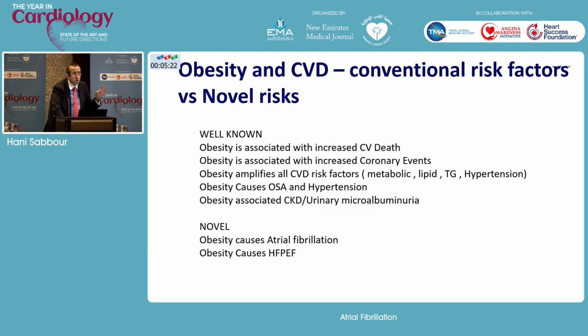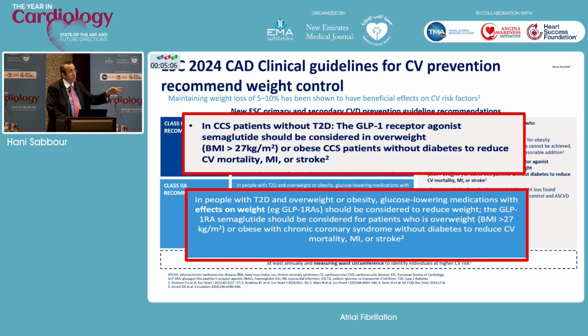So this is what's now known. This is the science. It's well known that obesity increases cardiovascular death, coronary events, all risk factors, causes hypertension and obstructive sleep apnea and microalbuminuria, novel obesity causing AFib, and obesity causing HFpEF. In the 2024 CAD guidelines, it's very clear that you should be using a GLP-1 receptor agonist to reduce the risk of cardiovascular mortality, MI, and stroke in atherosclerotic patients without diabetes. And therefore, this is a key component of our treatment.